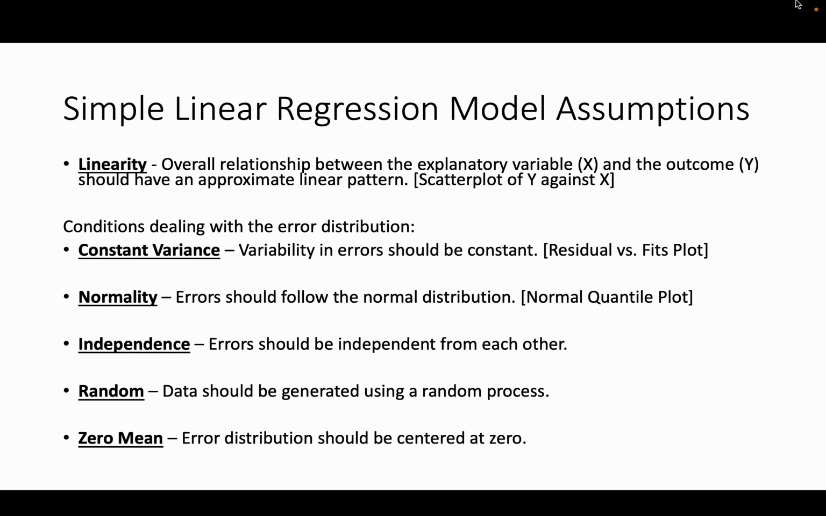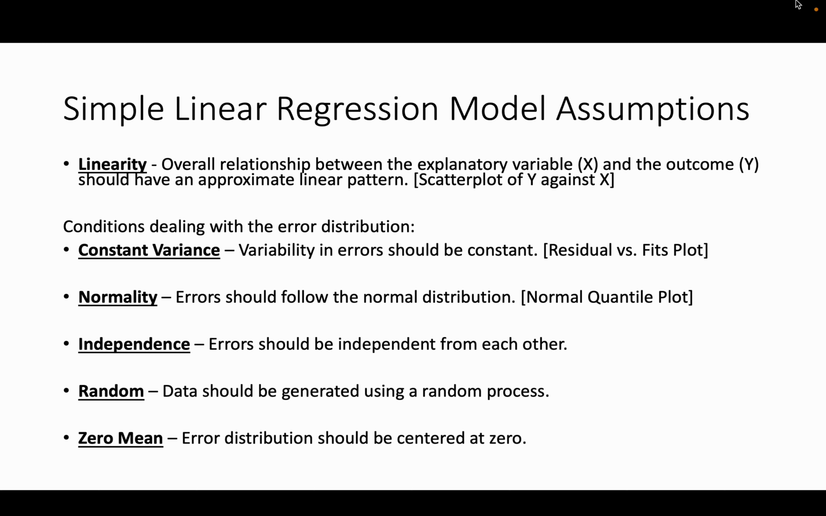The next 3 conditions can be grouped together since we cannot directly verify them using graphs, but we would need to know more about how the data was collected and generated in order to assess if the independence and the random error conditions, for example, are fulfilled. I've still mentioned both of the conditions here. The independence condition assumes that the errors should be independent from each other, while the random condition assumes that the data are generated using a random process.